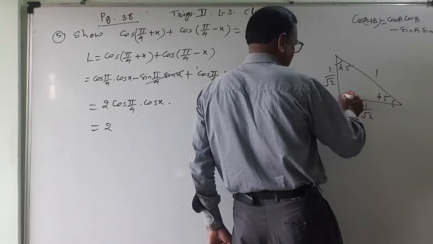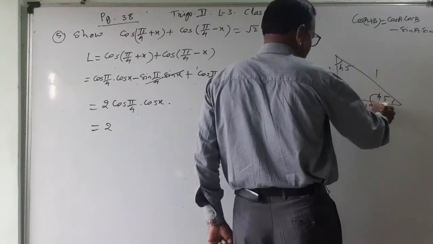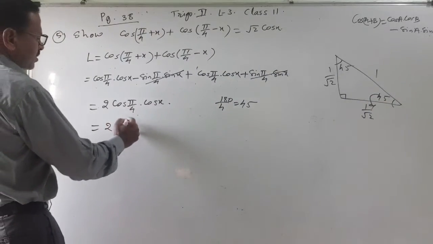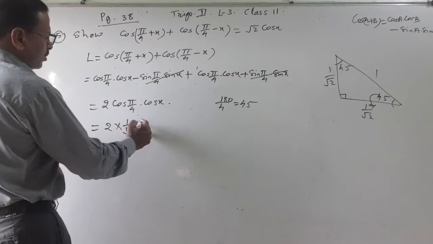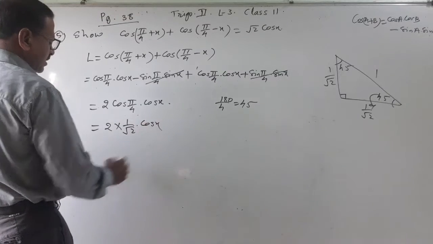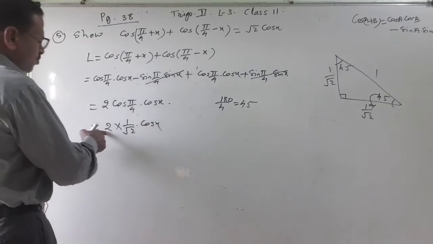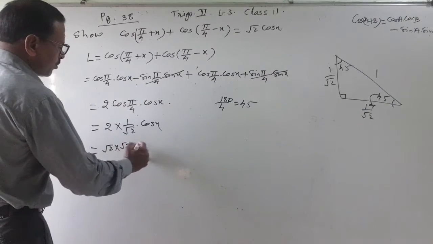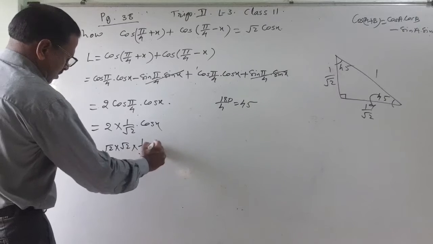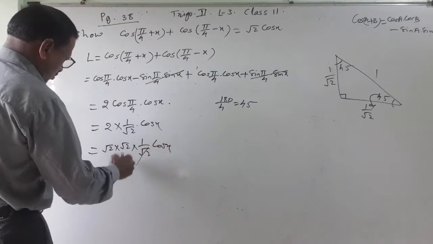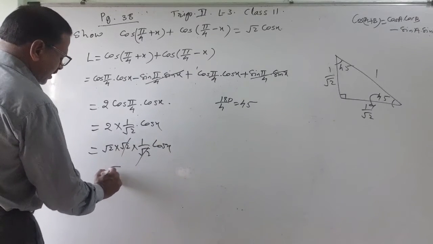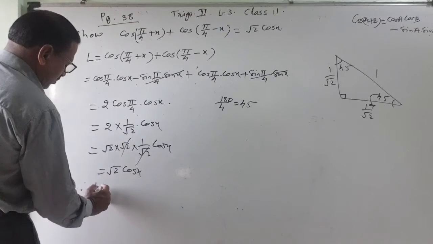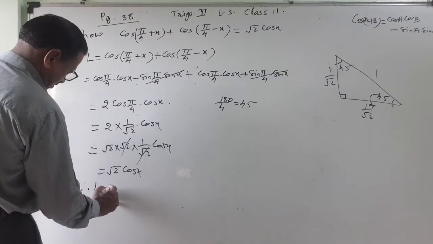2, this is 90. Cos means the adjacent side. What is the adjacent side here? 1 upon root 2, so cos of 45 is equal to 1 upon root 2 into cos of x. That is equal to, this 2 is root 2 into root 2, into 1 upon root 2 into cos of x. This root 2 cuts. So the answer is root 2 cos of x. Therefore LHS equals RHS.